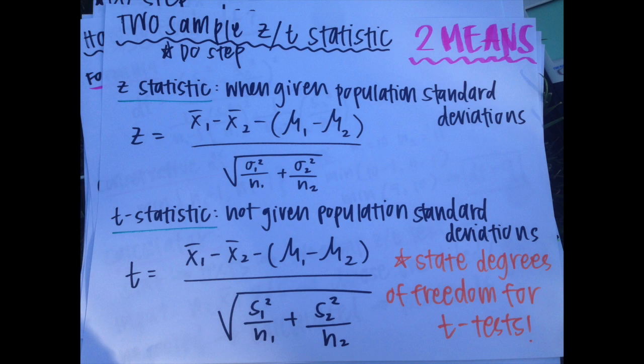So this is the do step for a test for two means. If you have the population standard deviation, you would use a Z statistic using this equation, and then a T statistic if you are not given the population standard deviation, and you are required to state the degrees of freedom for t-tests.